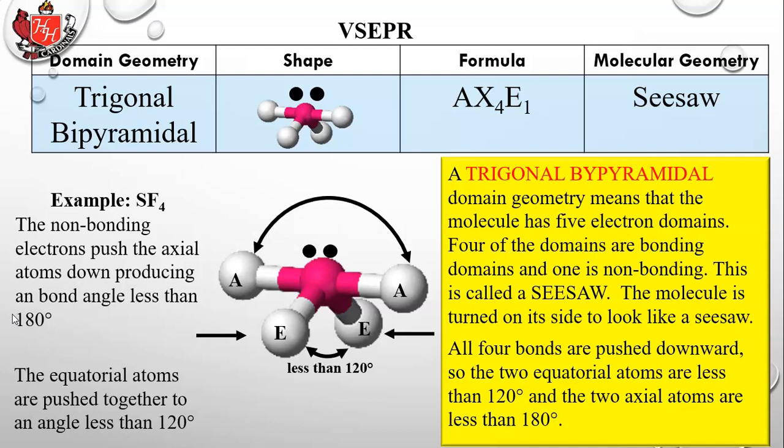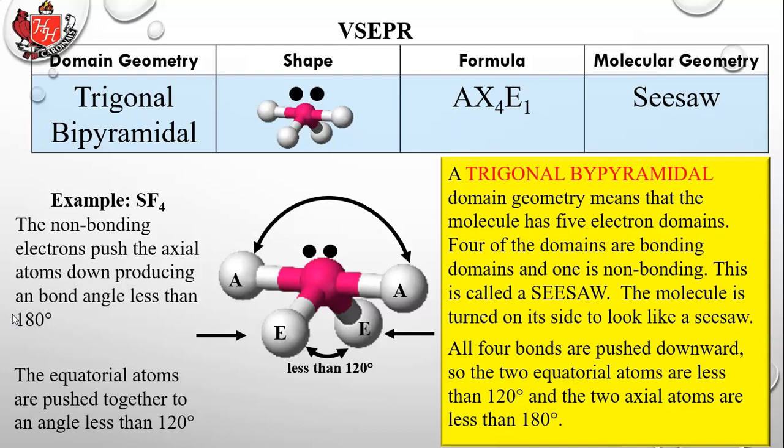So let's read this. A trigonal bipyramidal domain geometry means that the molecule has 5 electron domains. 4 of the domains are bonding domains and 1 is a non-bonding domain. This is called a seesaw. The molecule is turned on its side to look like a seesaw. So they pulled a fast one on you here. You got to see what they did. They took away one of the equatorial atoms, and then they turned the molecule on its side. So they did a little sleight of hand here. So what you have now is where that lone pair is where one of the 3 equatorial atoms was.